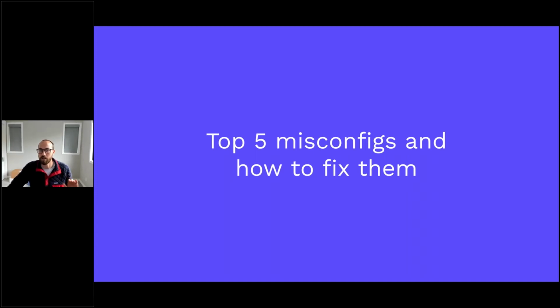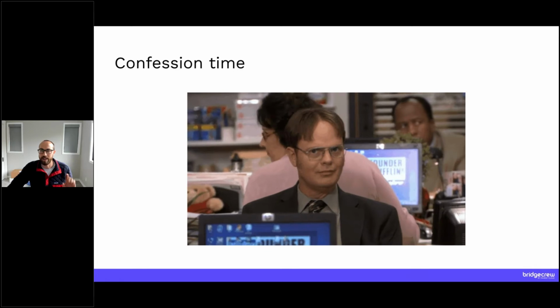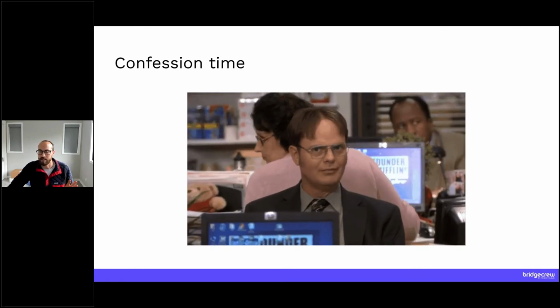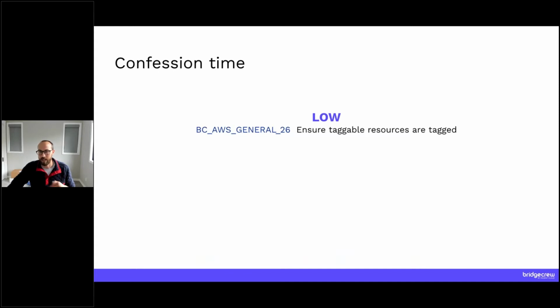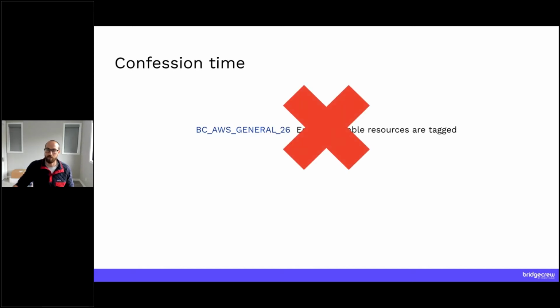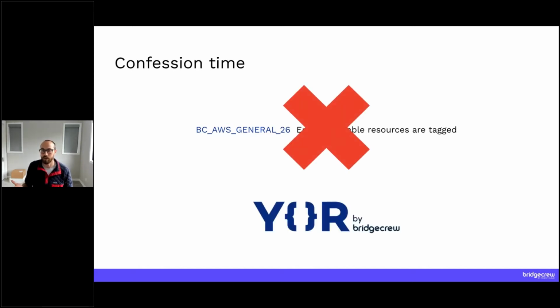Now, the source of this data is we went through all the scans that Bridgecrew has done for Terraform and CloudFormation and looked at all the most common AWS misconfigurations that occurred across all of those, aggregated. Now, confession time. I didn't just take the top 5 as they stand. Starting with the lows, I totally ignored all the low severity misconfigurations. Here's an example. Ensure taggable resources are tagged. That's just not exciting. I'd rather talk about more exciting things. Also, we have a tool. If you want to automatically tag your resources, there is an open source tool called Yor that will automatically tag your resources.